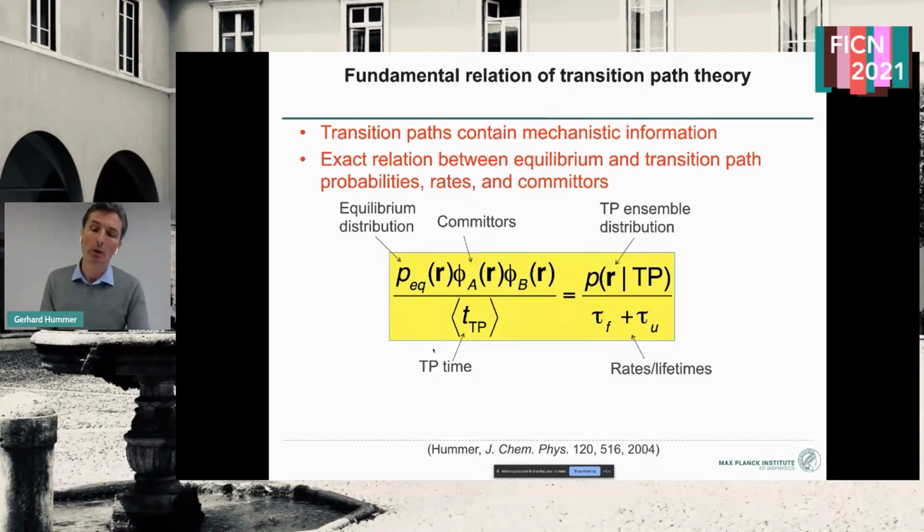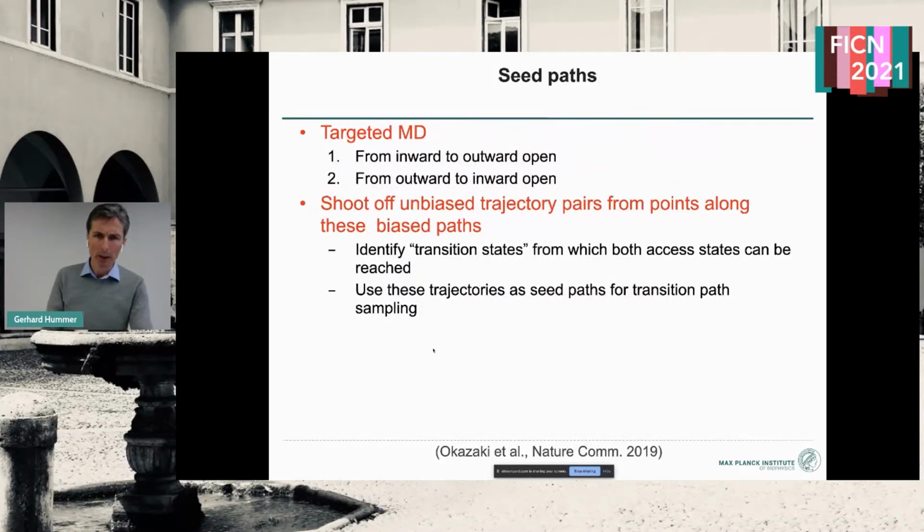These are the rates, or more precisely, these are the fluxes between the two states. So we have in one nice compact relation equilibrium, rates, committers as a form of reaction coordinates, and transition path times connected. So how do we make use of this?